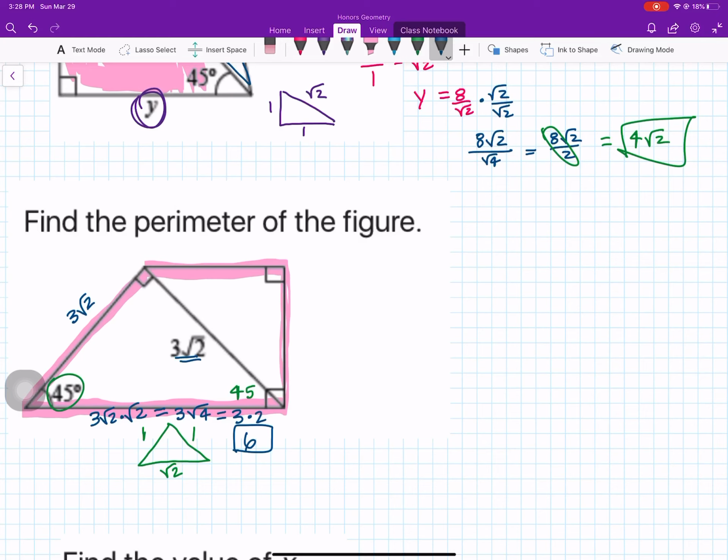Now I have to turn to the other triangle over here on the right. If I know the hypotenuse is 3 root 2, this is the hypotenuse, but what type of triangle am I dealing with? You saw that I labeled this as a 45. If this angle right here is 90, that means this piece is 45 and that piece is 45, which means yet again I have another 45, 45, 90.